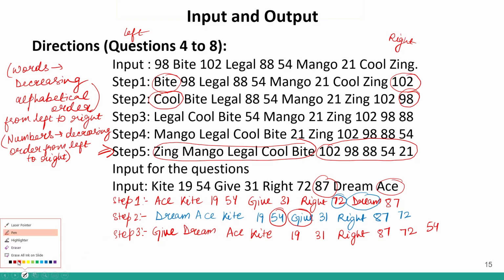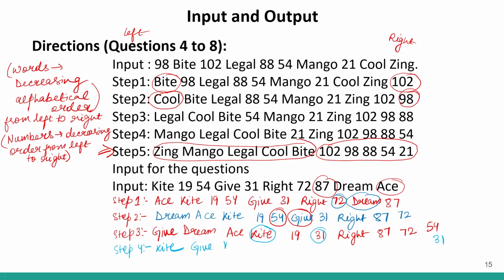Moving forward to step number 4. In step 4 also, we will look at the next word after give. Alphabetically the next word will be kite, and in numerics the next big number will be 31. So these two will change positions. We will get kite over here and 31 over here. The rest of the arrangement will remain the same. So it will be give, dream, ace, 19, write, 87, 72 and 54. This will be the arrangement.